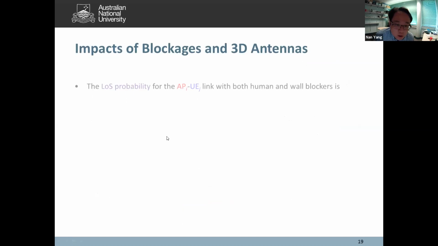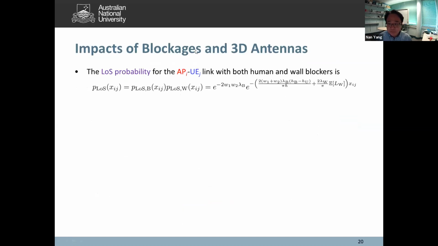And based on that, we first try to analyze the impact of blockage. So in order to do that, we analyze the line of sight probability of the AP to user link when we consider both human and wall blockers. So this is the equation. In this work and in the following work, my intention is just to provide some key results without talking about the derivation details or algorithm details, because if anyone is interested in that, please feel free to read our paper. But for the sake of presentation, I prefer to omit that.